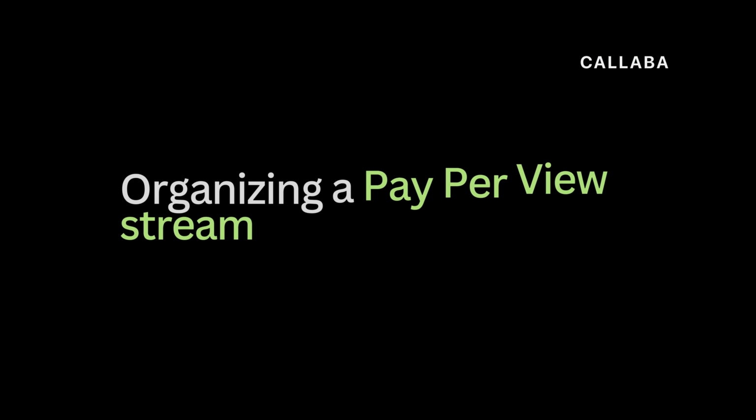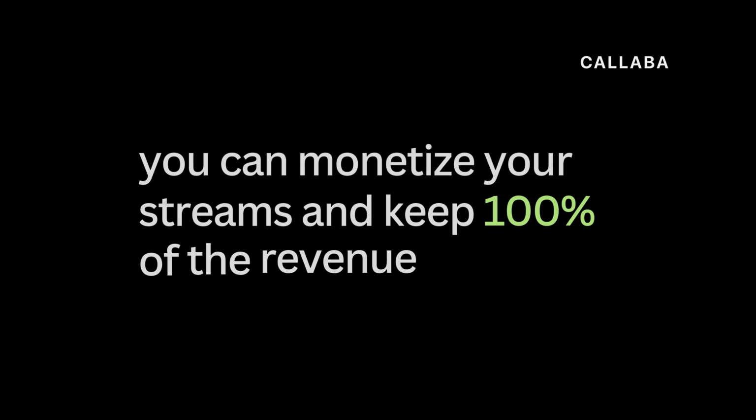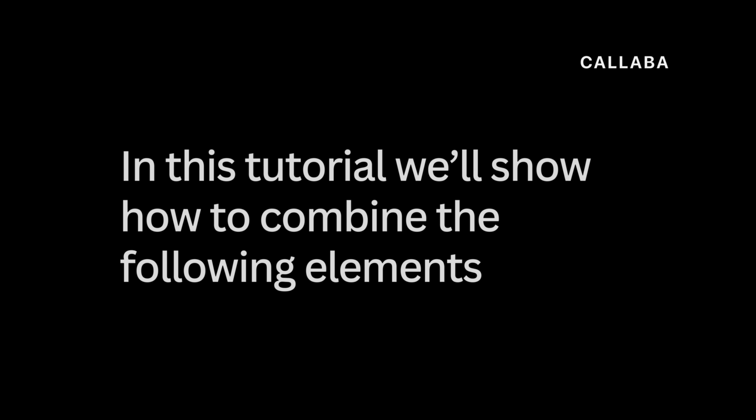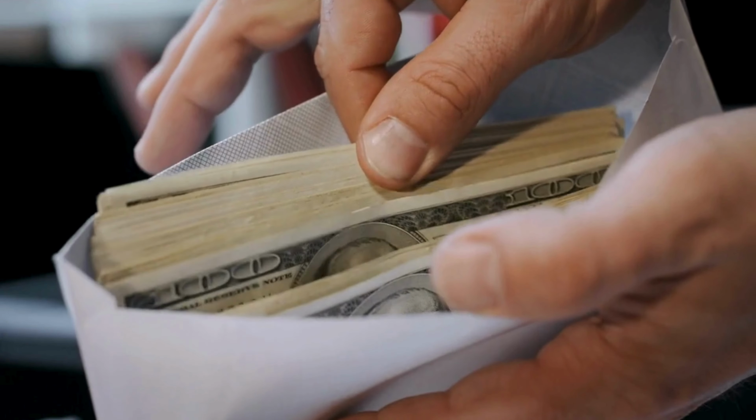Organizing a pay-per-view stream in Callaba is an easy way to monetize your streams and keep 100% of the revenue. In this tutorial, we'll show how to combine the following elements: domain name, SSL certificate (optional), and a PayPal account to make your stream a pay-per-view stream.